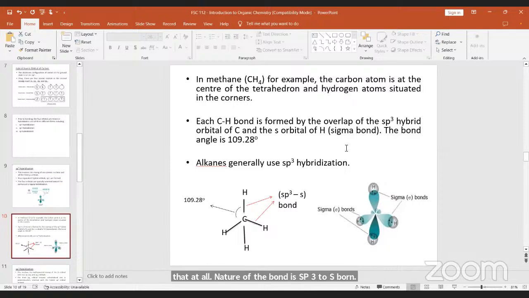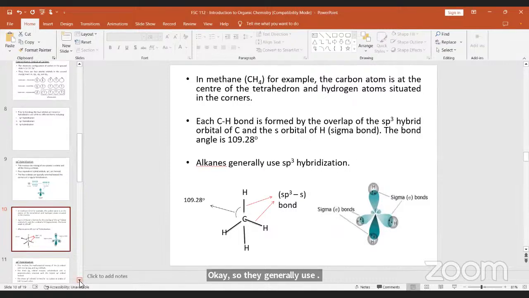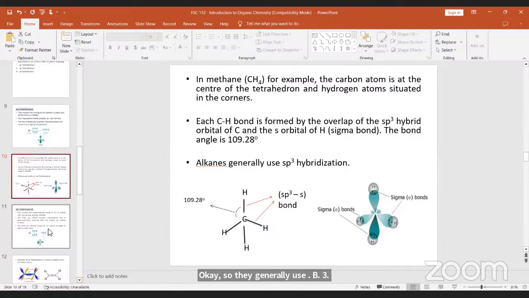Generally, alkanes generally use sp3 hybridization to form bonds because alkanes are completely made up of single bonds. Okay, so they generally use sp3 hybridization. So let's look at the next type.